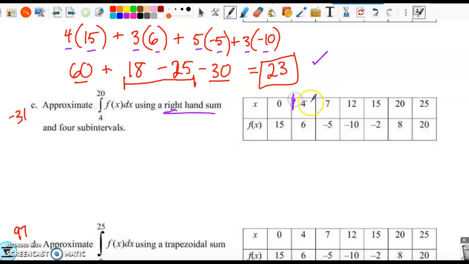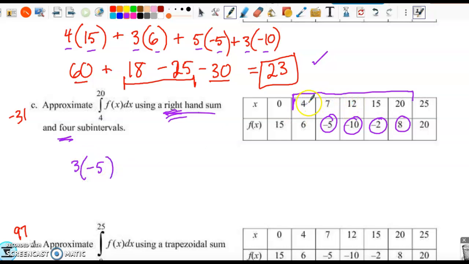So anyway, so now we're going from 4 to 20. We want 4 subintervals again, but now we want to write Riemann sum. So we're looking at these numbers because those are on the right side. But all the math is pretty much just the same. 3, because that's the 4 to 7 is a width of 3. Use negative 5. 7 to 12 is a width of 5. And it's negative 10. And then 12 to 15 is 3. This is negative 2. And then 5 times 8.